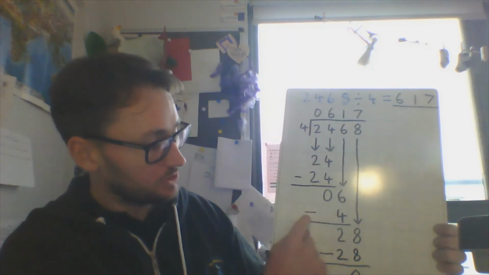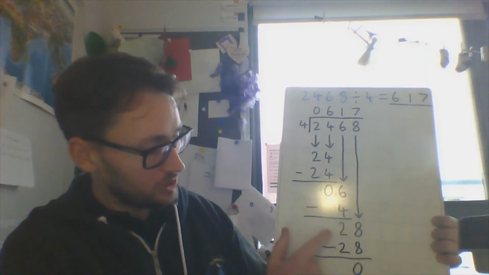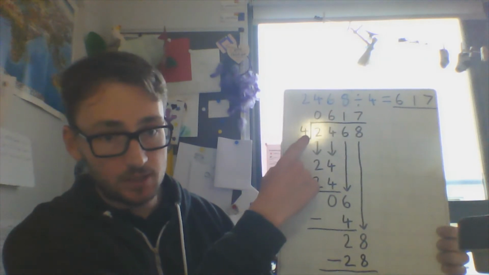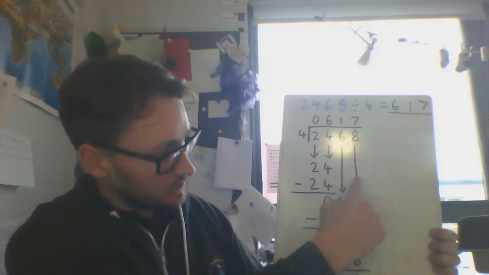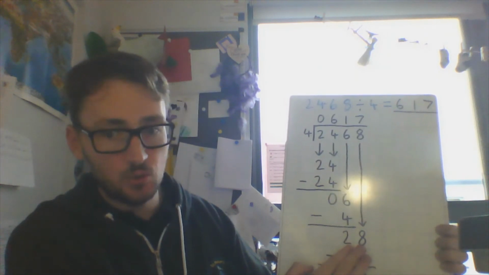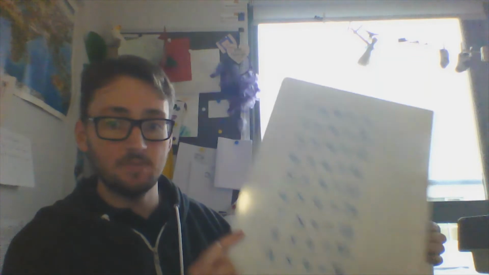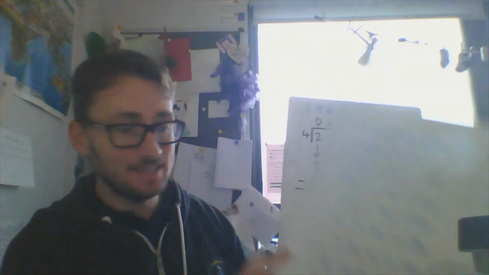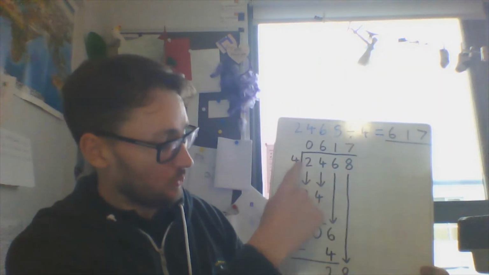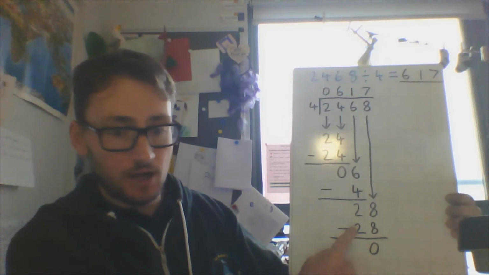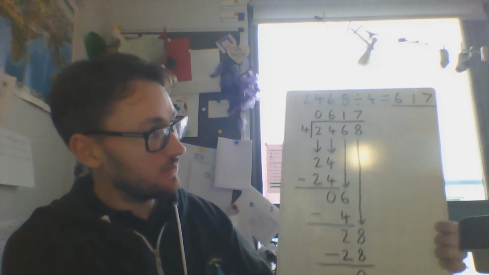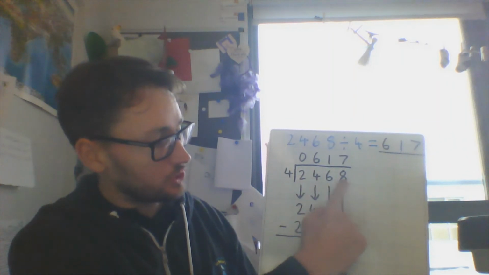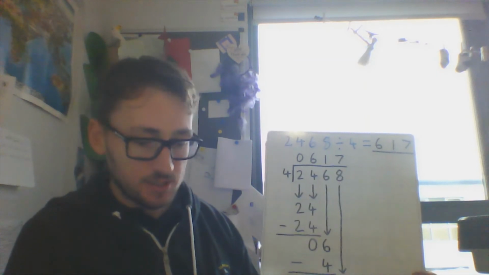And now we subtract that from the 6, which leaves us with 2. And 2 is now smaller than our divisor. So what we need to do is bring down this next digit, which is the 8, to make the number 28. If we look back at our 4 times table, we can see that 7 times 4 is 28. We subtract 28 from 28, leaving us with 0. So if we look at the top, we can see that 2,468 divided by 4 is 617.